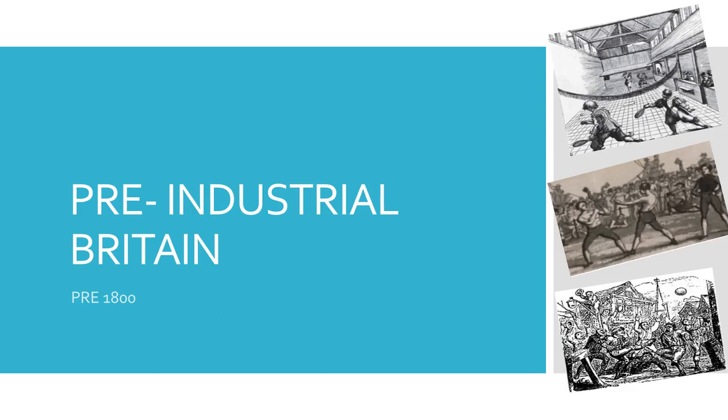Okay, so image 1 at the top here is showing us real tennis. Image 2, bare knuckle boxing. You can see our upper class patron at the side here. And image 3 is mob football.